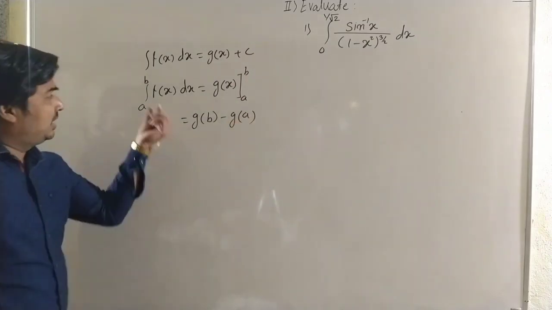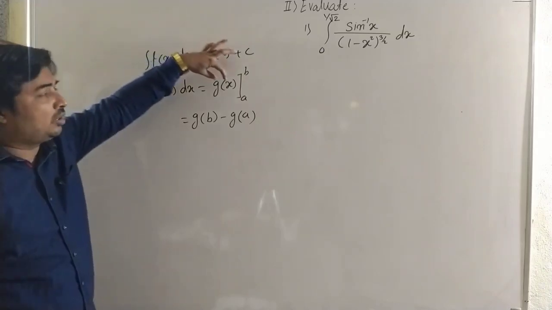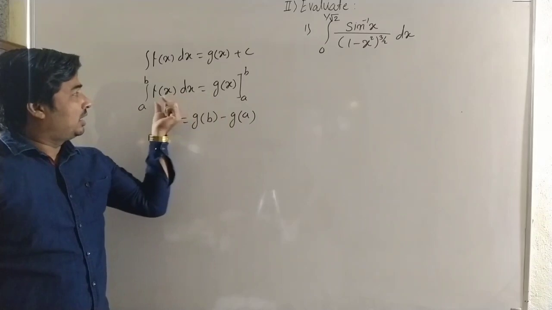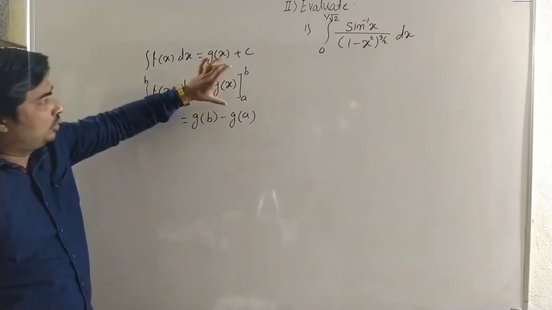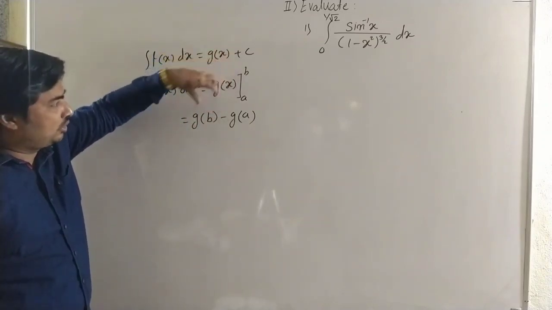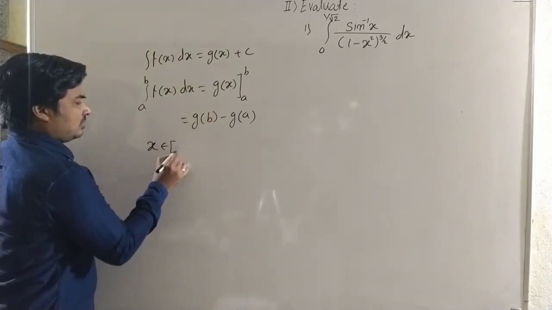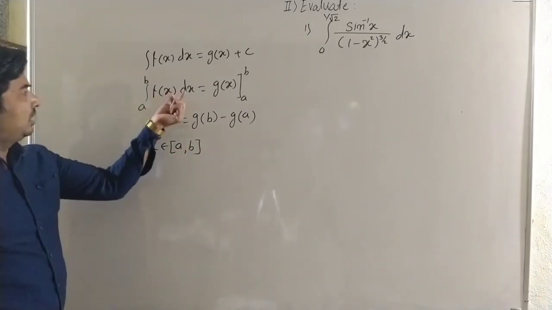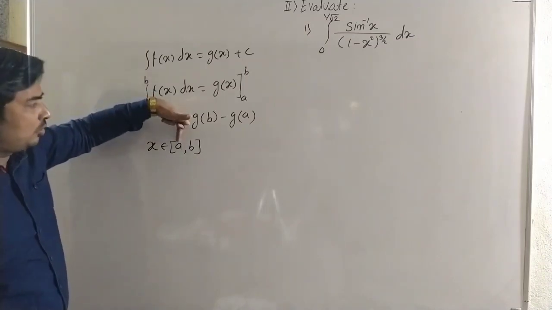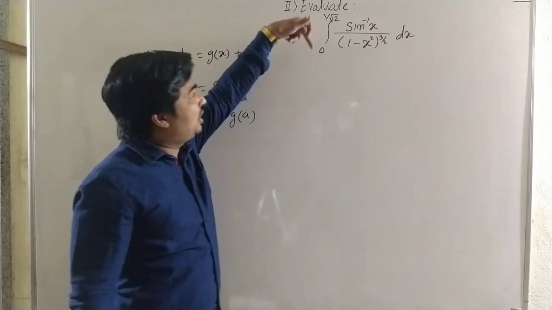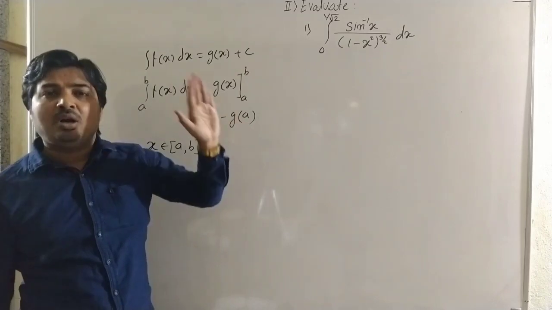Here it is the definite integral. In the indefinite integral, we can find the integral directly, and then in the definite integral we put the limits: first we put the upper limit and then the lower limit. Here a to b are the values of x, x belongs to the closed interval a comma b. Now here the limit is 0 to 1 by root 2, that is, x belongs to 0 comma 1 by root 2.